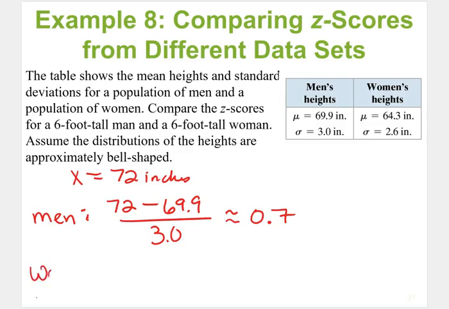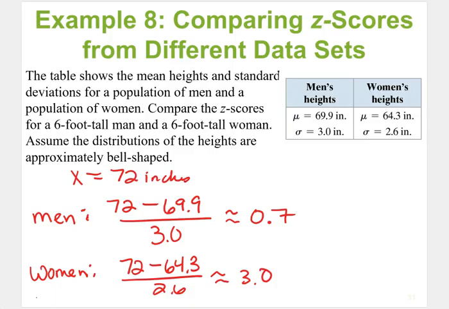Now let's talk about women. Okay, same thing. If I have a woman who's 6 feet tall, so 72 minus 64.3 divided by 2.6, and that turns out to be 3.0. So a woman who's 6 feet tall is 3 standard deviations above the mean. She is very tall for a woman. So notice how having that basis, we can compare men and women. Obviously, men are taller than women on average. So important to have that information.